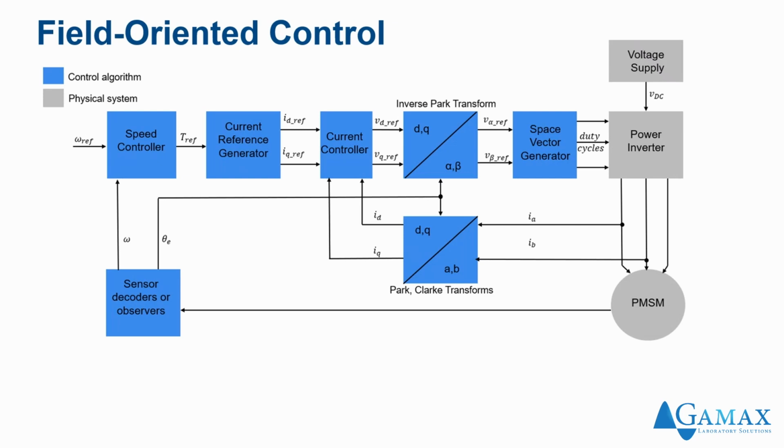From the control side, there are many components such as Park and Clarke transforms to convert currents and voltages between stationary reference frame and synchronous reference frames. On the outer loop, we have a speed controller and an inner loop current controller. To do closed loop control, we also have position and speed feedback from either sensor decoding logic or flux observers or sliding mode observers, for those of you who are interested in sensorless control.